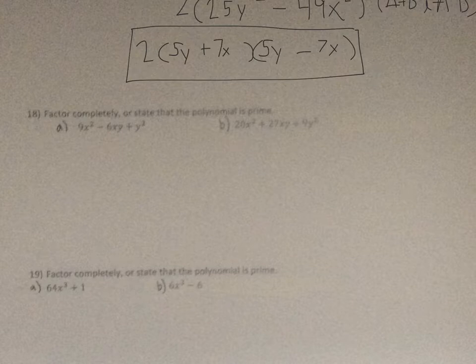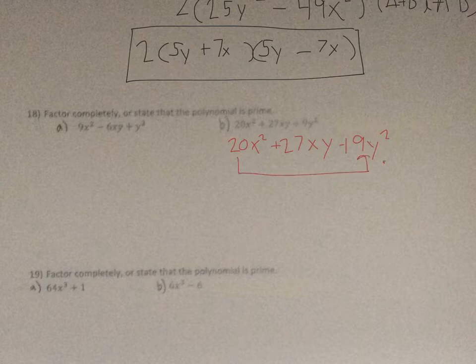Alright, this next problem, 20x squared plus 27xy plus 9y squared. The very first thing we must do is check to see if there's a greatest common factor. Between 20x squared and 27xy and 9y squared, there is no greatest common factor. So then what we're going to want to do is take the 20 and multiply it by the 9. Sorry, we're going 9 times 20.